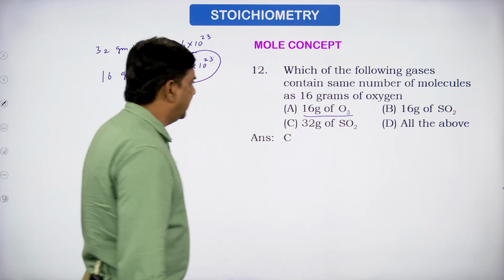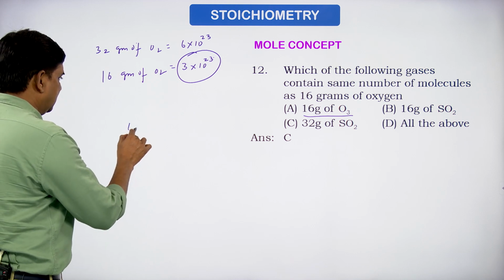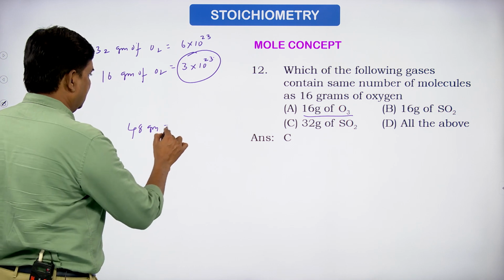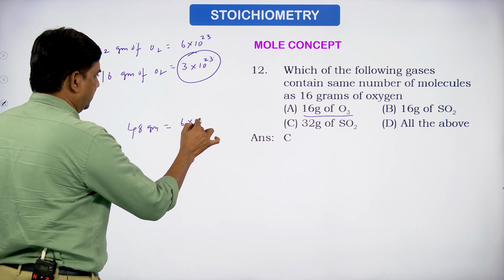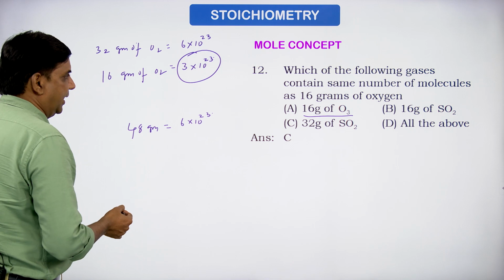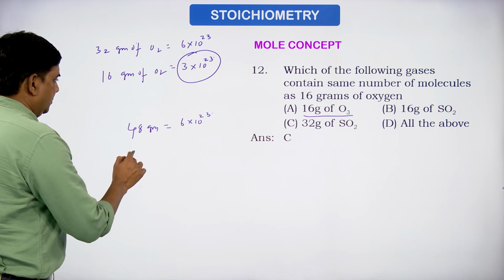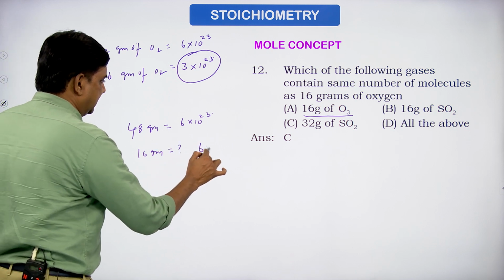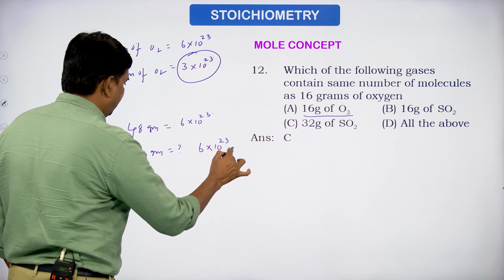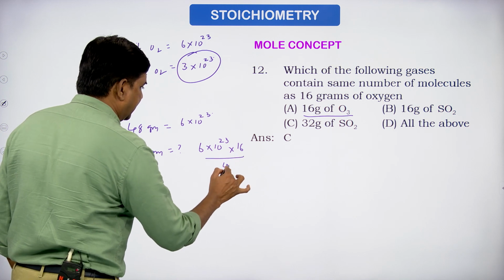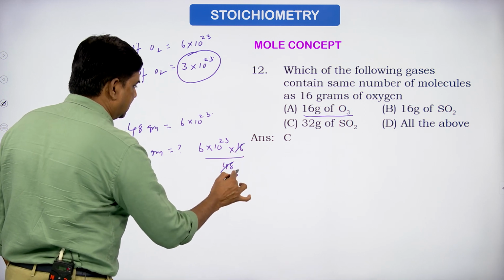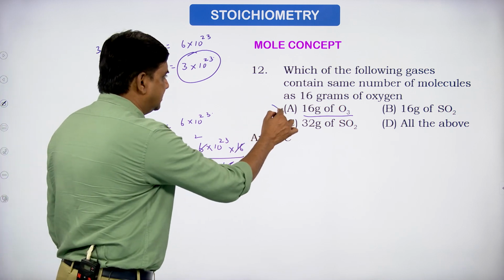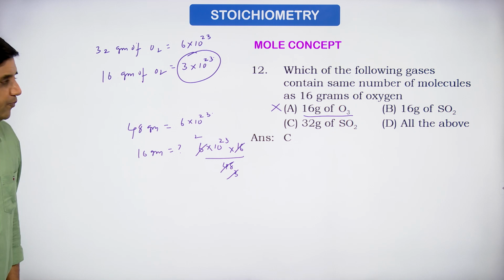16 grams of O3. O3 is 48 grams. 48 grams will contain 6 into 10 power 23, so 16 grams of ozone will contain 6 into 10 power 23 into 16 by 48. This is 3 times and this is 2 times. So it is 2 into 10 power 23. So this cannot be the answer.